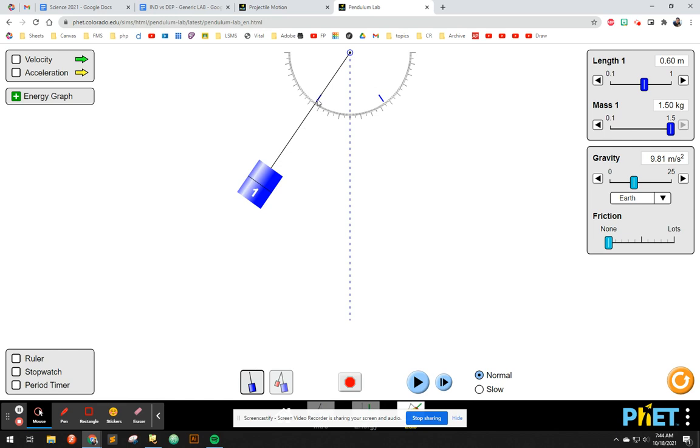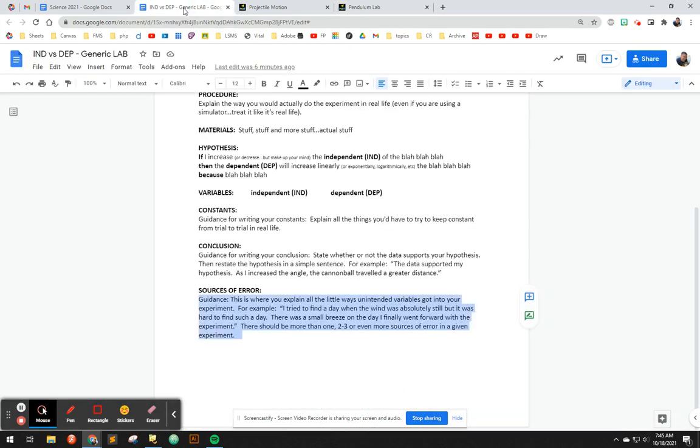You could even say that you tried to hold the pendulum at exactly this angle, but it's impossible to make it exactly the same every single time. I mean, roughly it is possible, but if you got super picky, you know that every single trial you're releasing the pendulum at a slightly different angle, and those are worthy of saying source of error about.